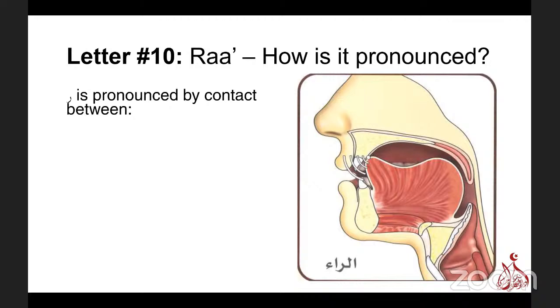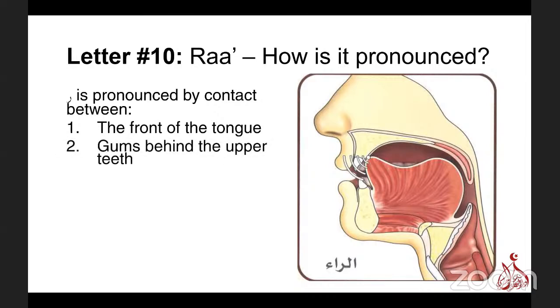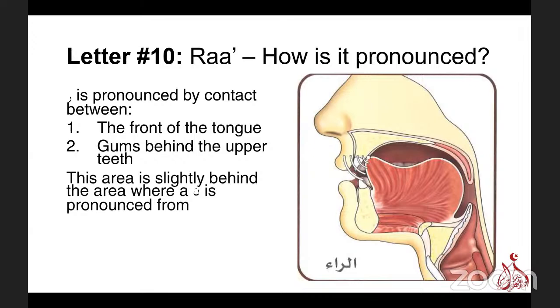So firstly, Ra is pronounced when there's contact made between, number one, the front part of the tongue, and number two, the gums behind the upper teeth. So you have your upper teeth and then the gums that are right on top of there. If you want to know exactly where, this area is right behind where the noon is. So if you say the letter noon, wherever your tongue is, bring it slightly higher, and that's where Ra is pronounced from.